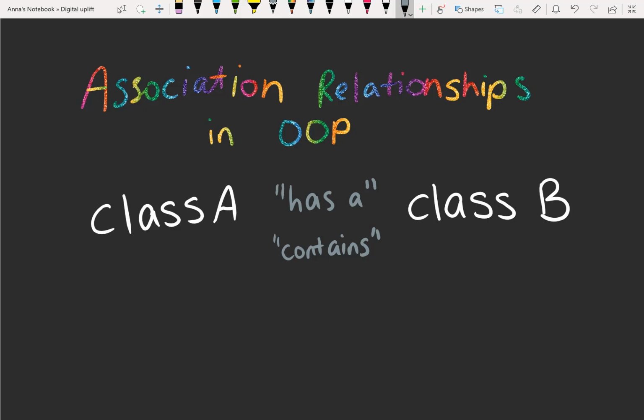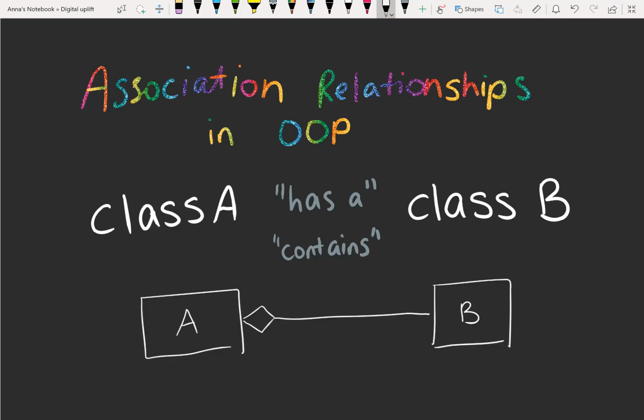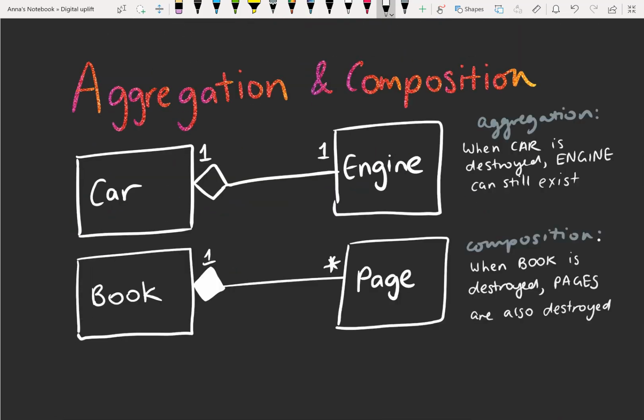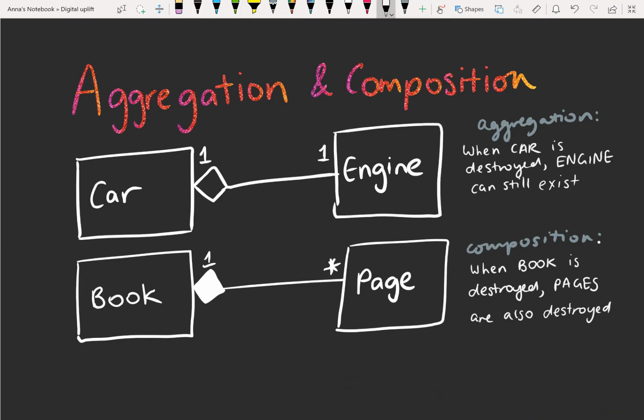So in UML diagrams, we represent this association with a diamond arrow, and the diamond goes on the side of the container. So in this case, the container is A. In aggregation, we use an open diamond, and in composition, we use a closed diamond. Now, what's the difference between aggregation and composition?